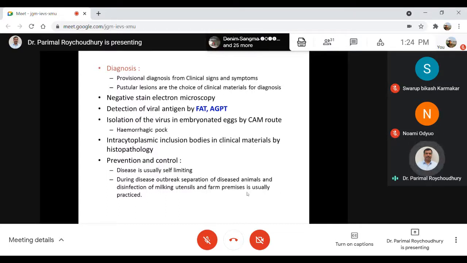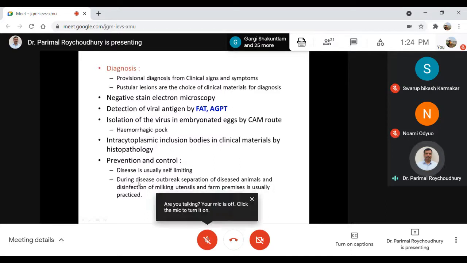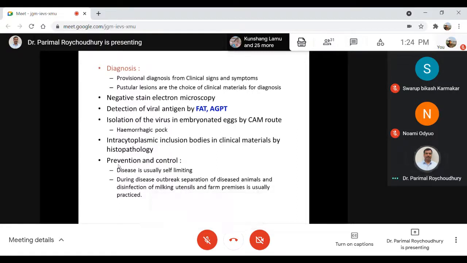So coming to the prevention and control, of course, including the PCR, which has not been mentioned here. That becomes an easy tool for rapid detection. Prevention and control, basically, we should not bother much about it. This is not a life-threatening disease, and it's self-limiting. After a week or two, the lesions heal up, and the animal develops solid immunity throughout its life.